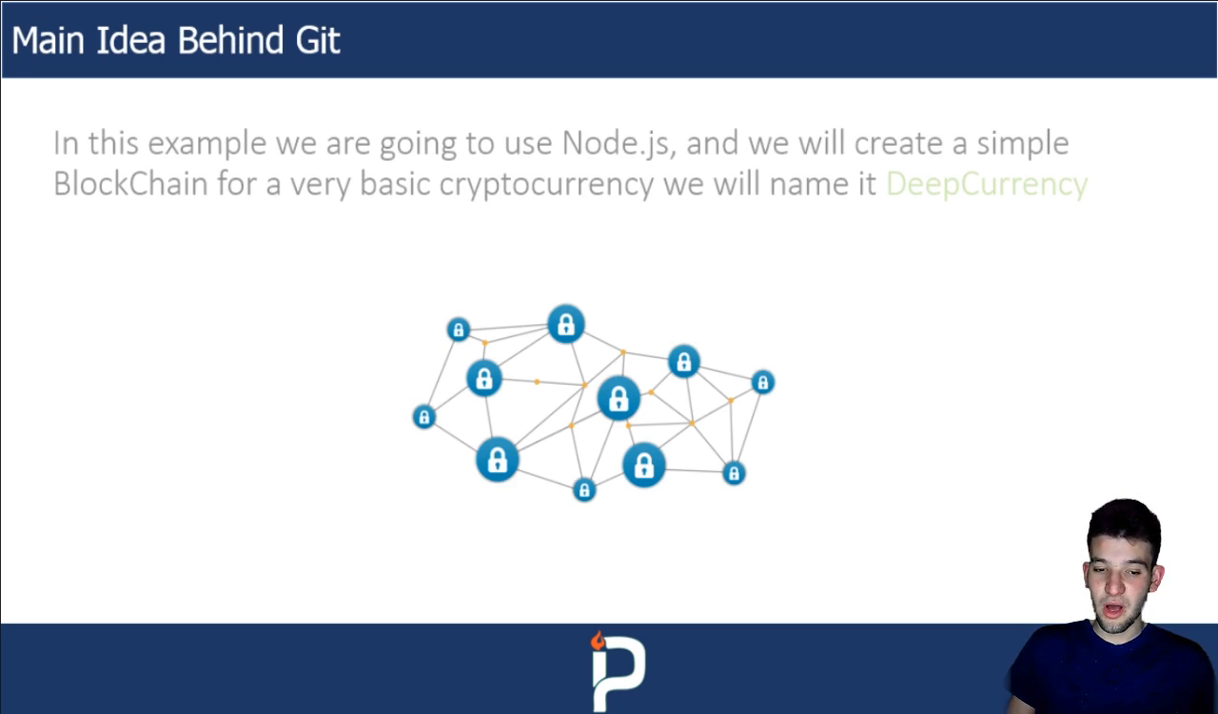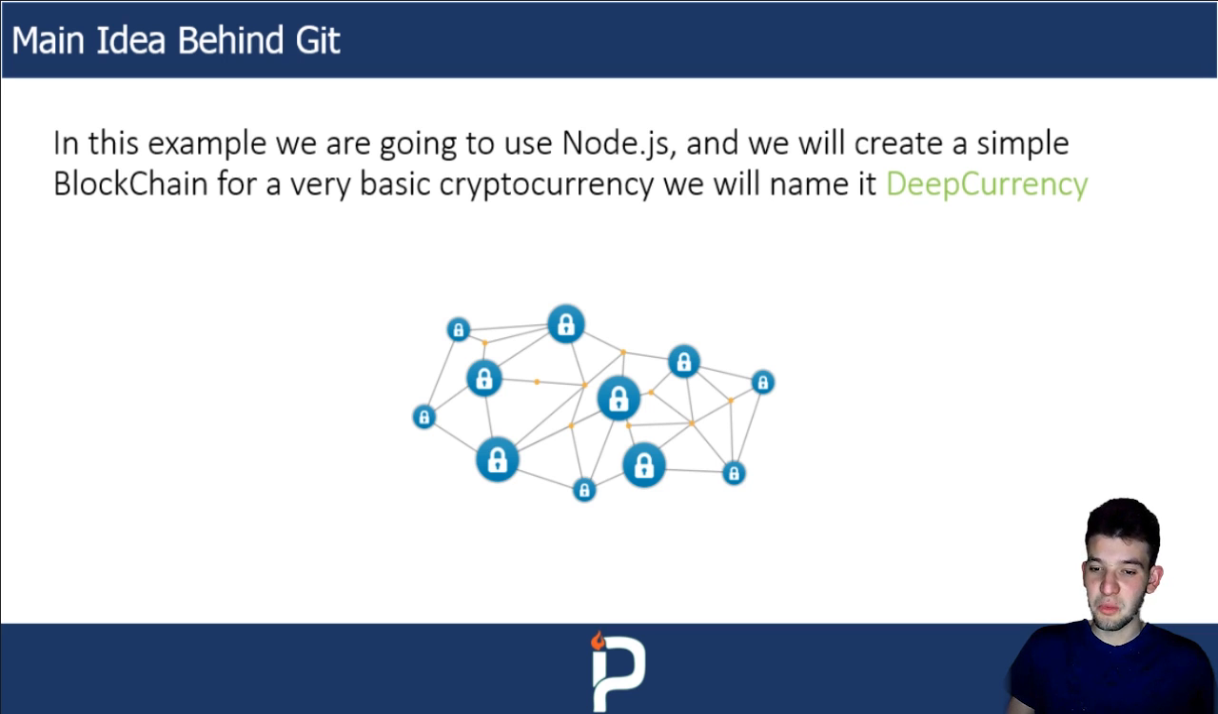So this is how a chain would look. In this example, we are going to use Node.js, and we will create a simple blockchain for a very basic cryptocurrency. Let's call it, just for fun, deep currency. Don't take this currency as a big deal, because it's going to be a very basic, very simple thing. This is all we're going to cover.